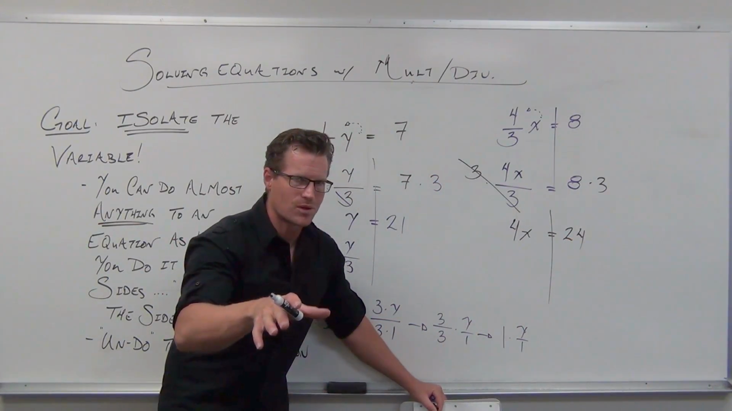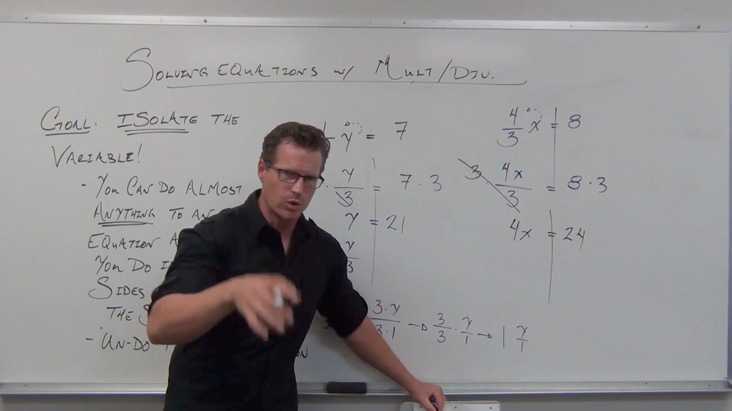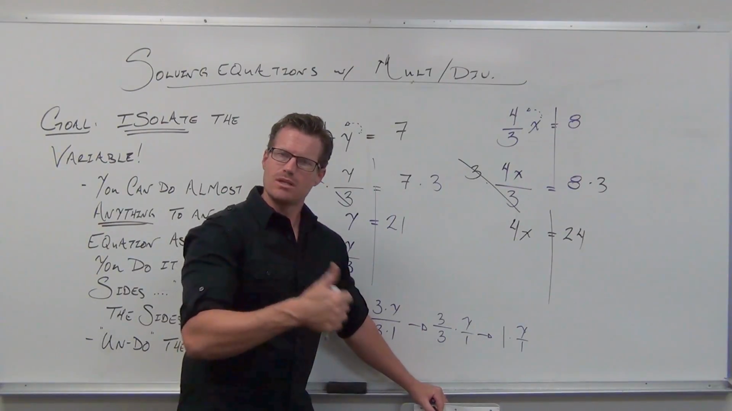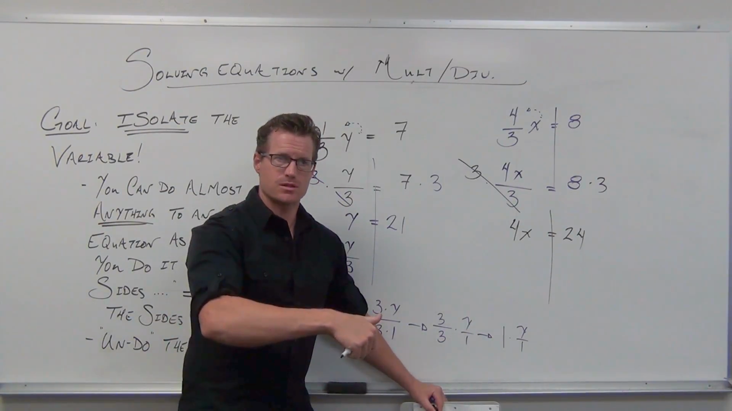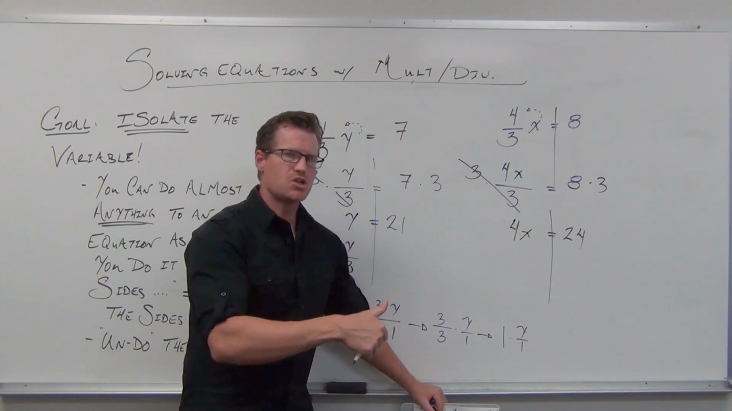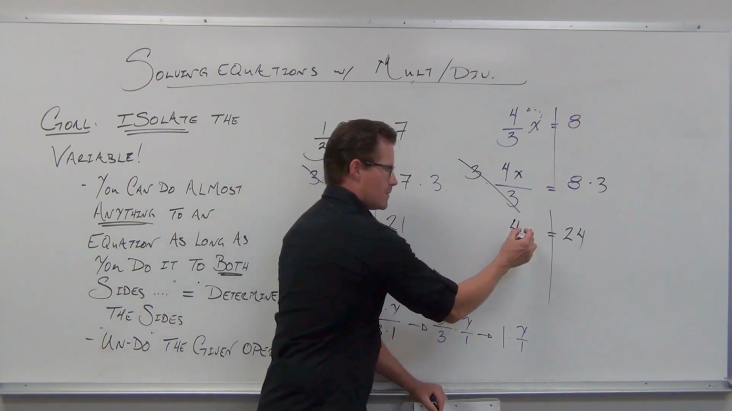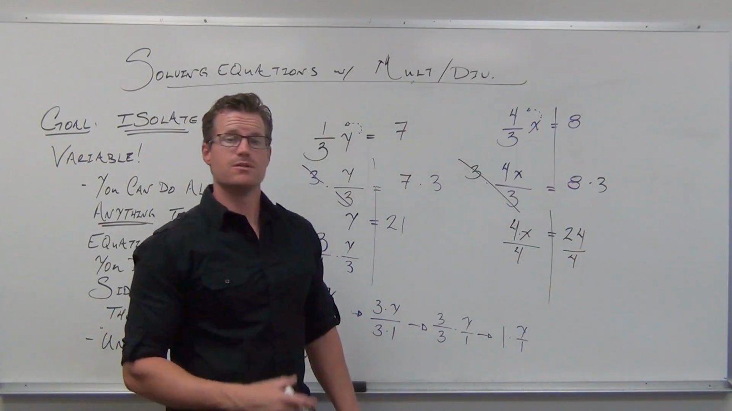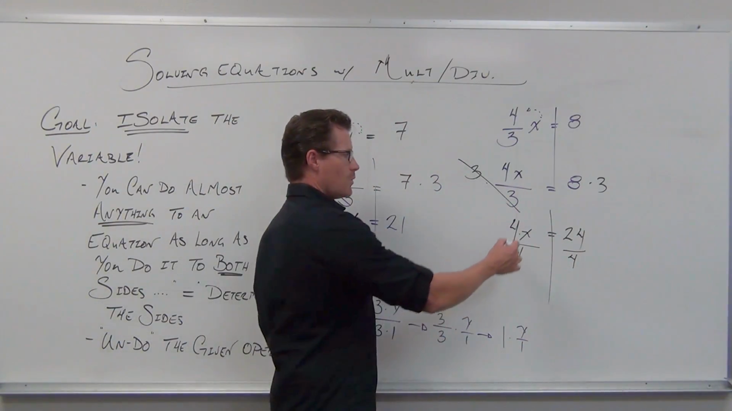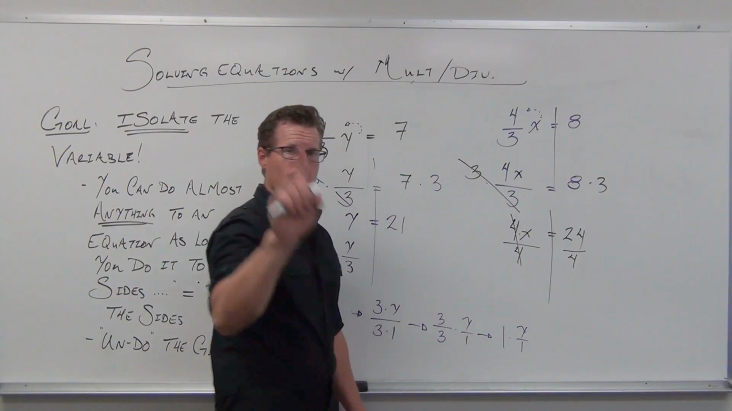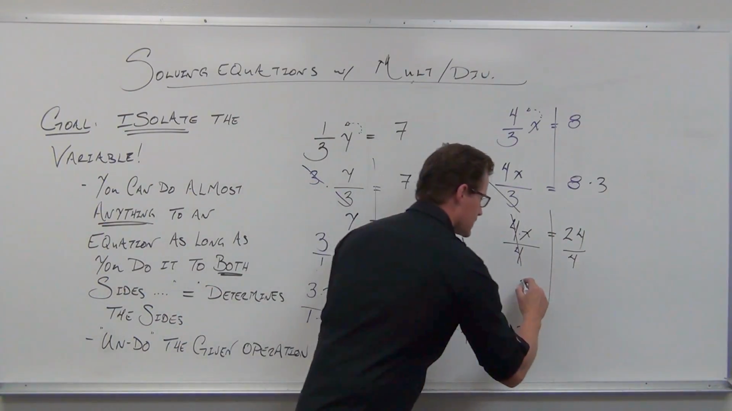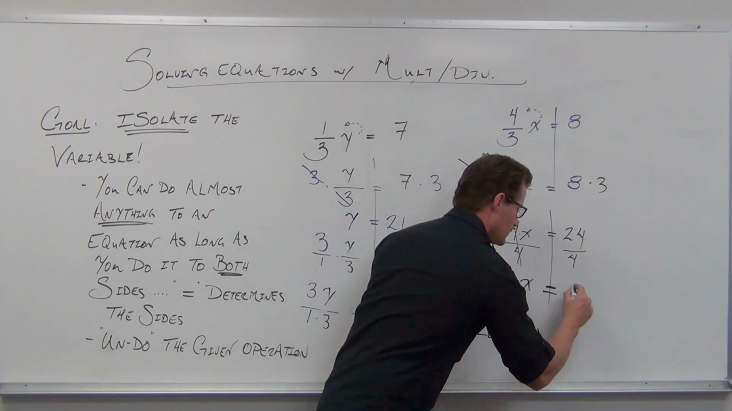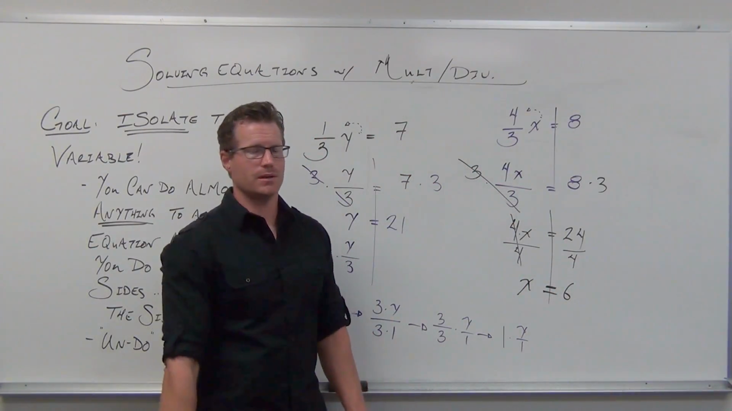How are you going to get rid of the 4 times x? Are you going to add, subtract, multiply, divide? Well, look at it. How is that connected? If it's connected with addition, you'd use subtraction. Subtraction, you'd use addition. Multiplication, we're going to be using division. If we divide 4x by 4, 4 divided by 4 is 1. 1 times x is x. The other side just plays along. We get 6, and we're done.